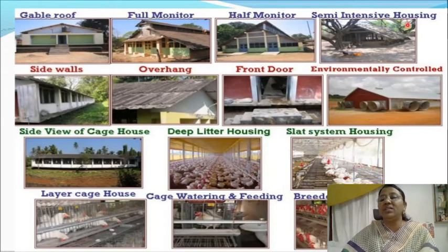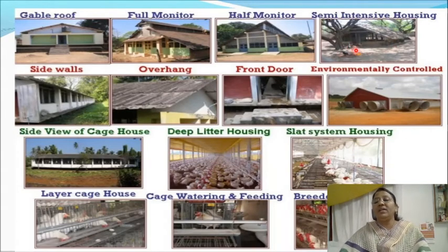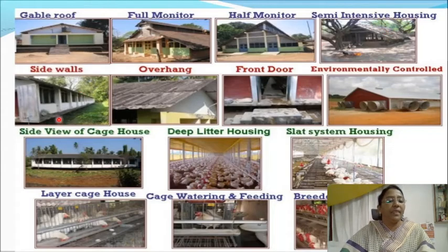And this is semi intensive house where the small chicks are reared openly in the ground during the daytime, and during the nights they are brought into these sheds. And here you can see the side walls of the poultry houses, which is grown in large scale. And here overhanging roofs, that is V shaped. And you have the front door and environmentally controlled. Here you can see the environmentally controlled farmhouse.